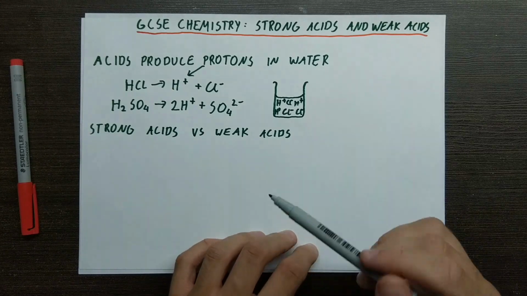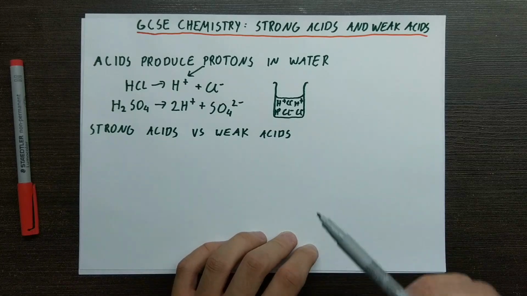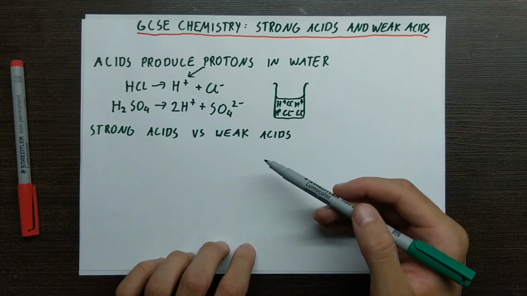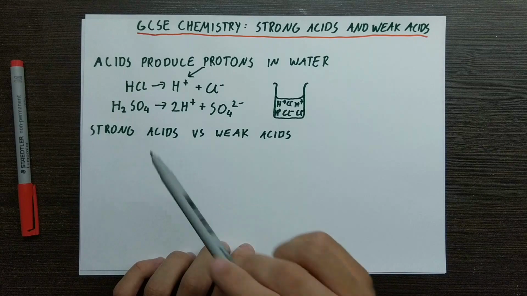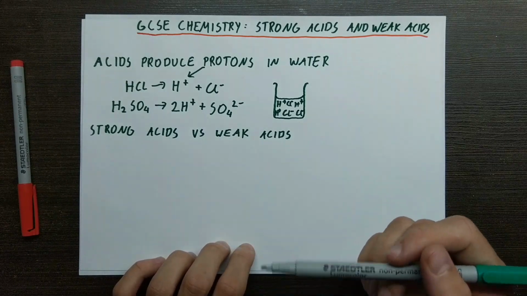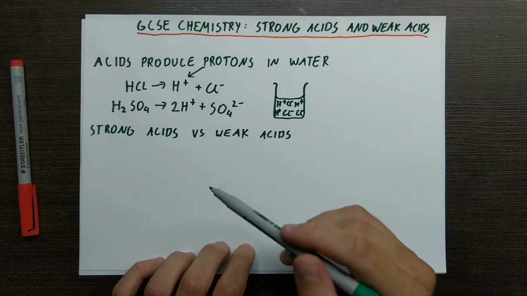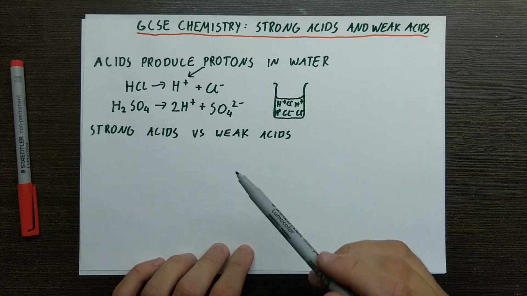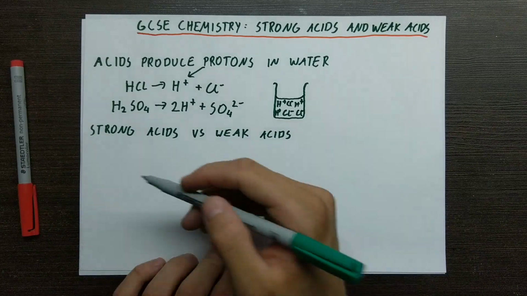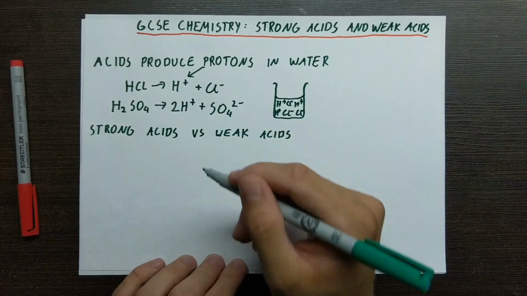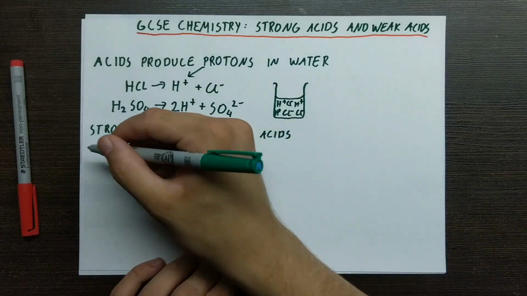Now, we have two different types: strong acids versus weak acids. So far, you probably have covered strong acids. Examples of strong acids are hydrochloric acid, sulfuric acid, and there is also nitric acid, which is another example of a strong acid. Now, what about weak acids? An example of a weak acid is ethanoic acid. I will explain exactly how they work, but let's just cover examples first.